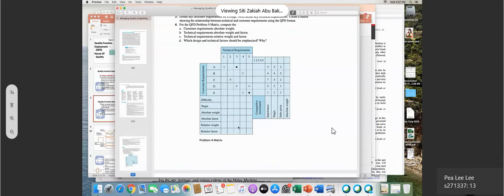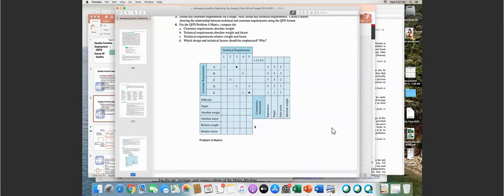Okay, what is the next step now? After you got the absolute weight and the relative weight, what is the next step? Total sum, yeah. So you sum up the absolute weight and relative weight. What is the sum for absolute weight? 71. Good. The sum for relative weight? 518, right. Somebody wrote 518, okay. Good.